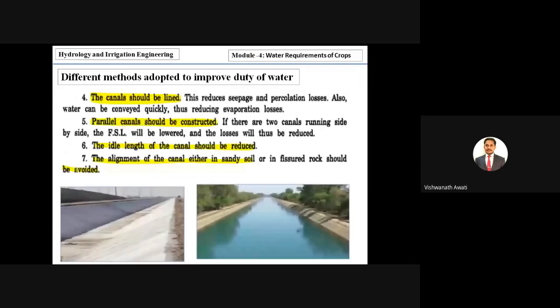Then the idle length of the canal should be reduced. Then the alignment of the canal, either in sandy soil or fissured rock, should be avoided. If you are making the alignment of the canal, then if it is sandy soil, it is not suitable and not a preferable place for alignment of the canal.